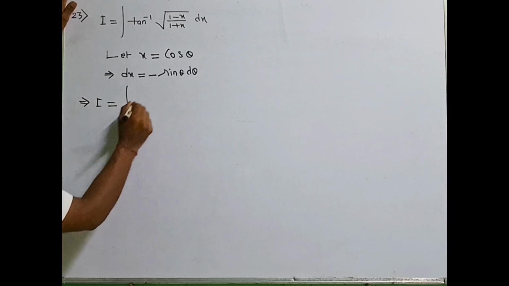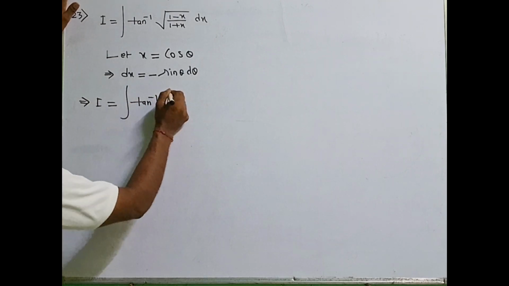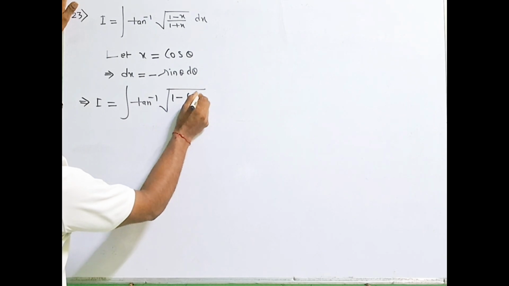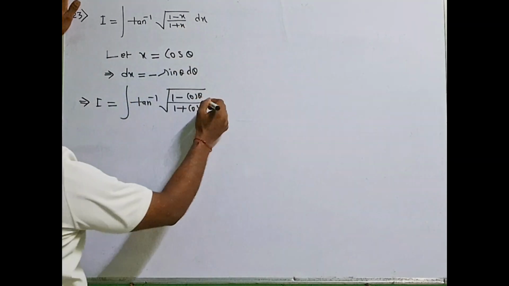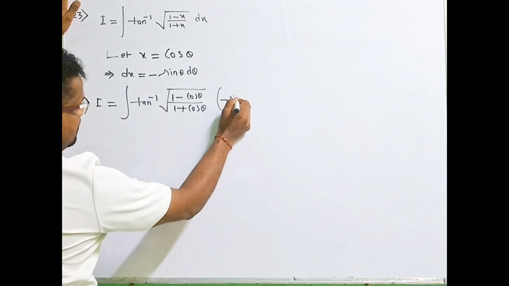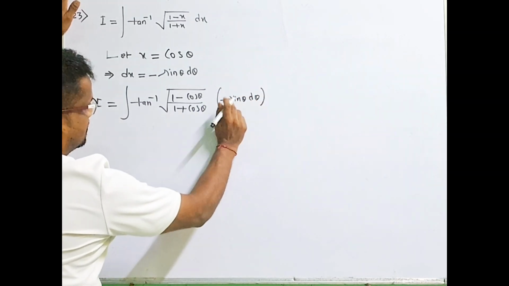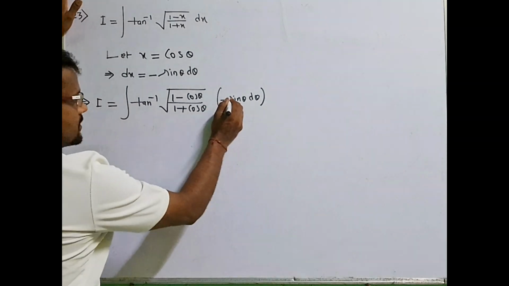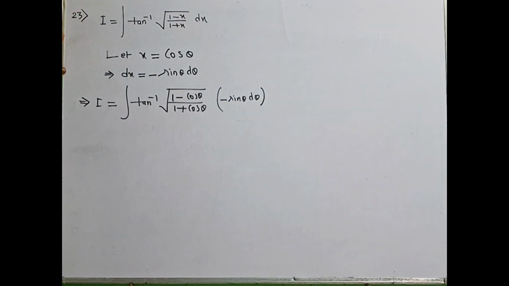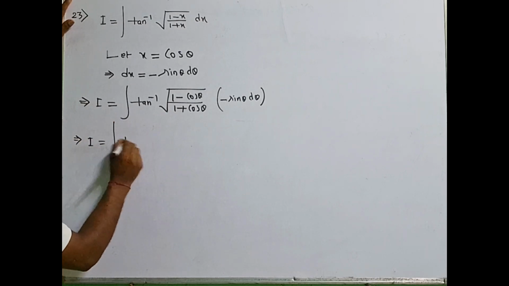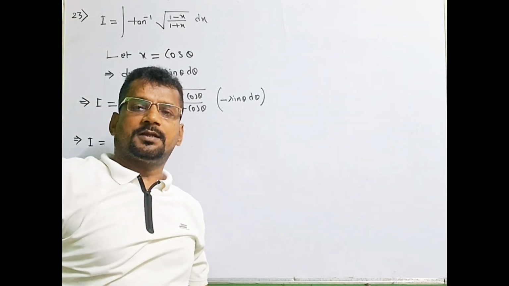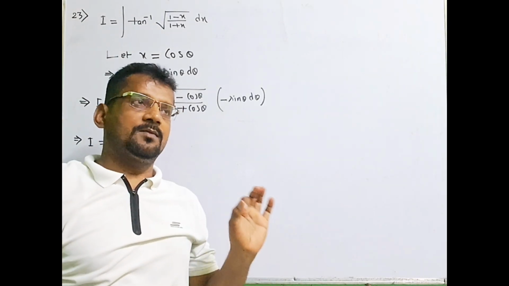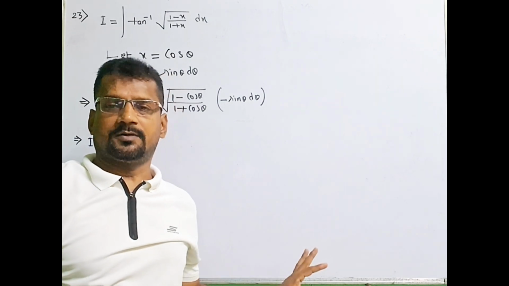I equals integration of tan inverse under root over (1 minus cos theta by 1 plus cos theta), and dx is minus sin theta d theta. This much you will get. This gives you I equals integration of tan inverse. See, 1 minus cos of twice theta is 2 sin square theta, and 1 plus cos of twice theta is 2 cos square theta.